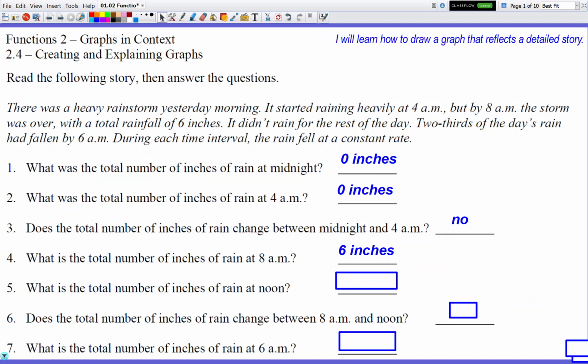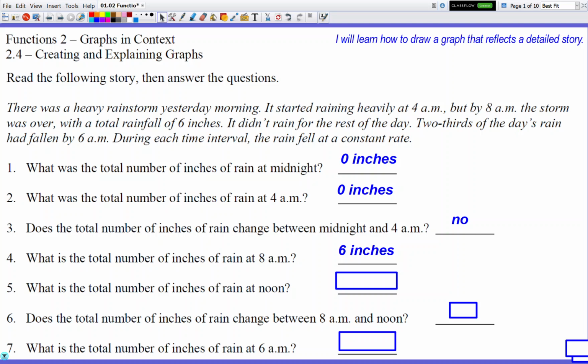Okay, so what is the total number of inches of rain at noon? Okay, so let's see. By 8 a.m. the storm was over with a total rainfall of 6 inches. Okay, so it didn't rain for the rest of the day. Oh, so if it didn't rain for the rest of the day, is the 6 inches of total rainfall going to increase? No, I don't think so, because you got to think about that statement, a total rainfall of 6 inches.